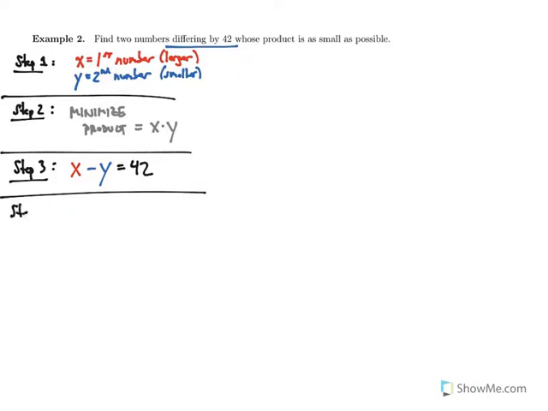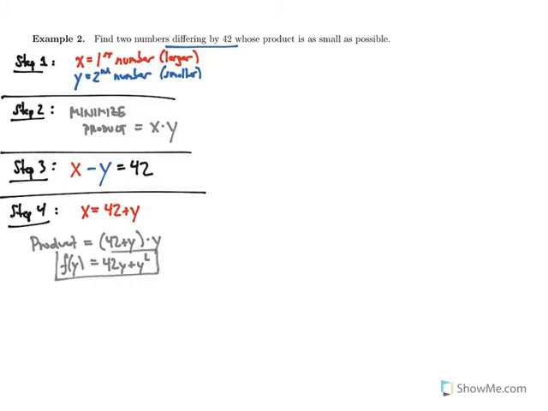Step 4, I am going to rewrite the product in terms of one variable. Here I think it might be easier to write this equation as x equals 42 plus y. We'll keep everything positive. So then our product here is 42 plus y times y, or 42y plus y squared. And we'll call this our function of y. That's what we're going to try to minimize.